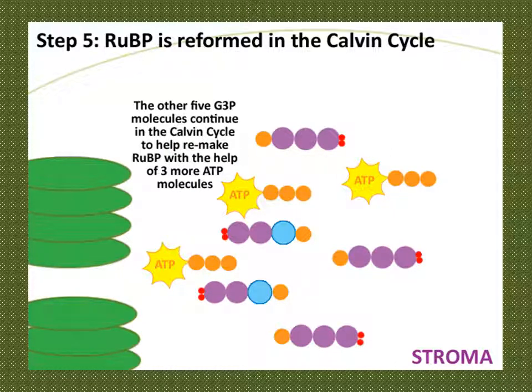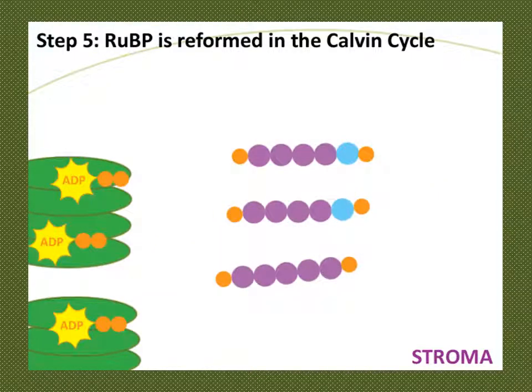If we go back and we count, we have 1, 2, 3, 4, 5, 6, 7, 8, 9, 10, 11, 12, 13, 14, 15 carbons here. If you add on those extra phosphates from ATP, you pop some off, and so on, you're going to have 15 carbons again. So all of that is being reformed.